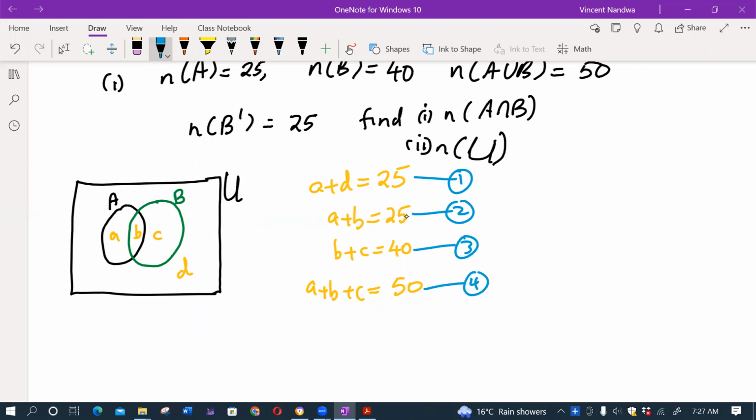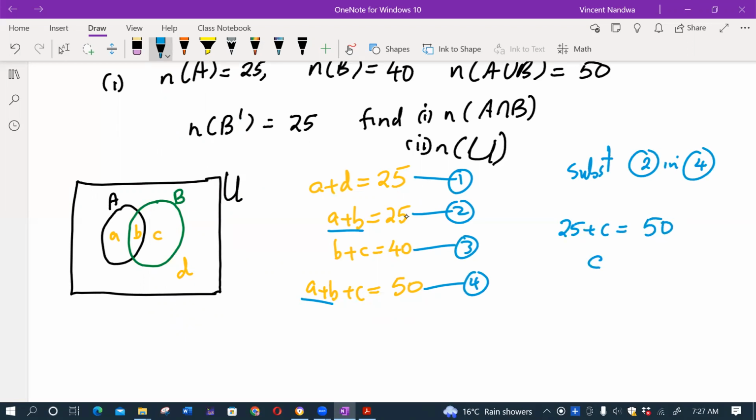If I substitute 2 in 4, 2 is A plus B. So where there's A plus B, I replace by 25. So I'll have 25 plus C equals 50. So C is 50 minus 25. So C is 25. So the value here is 25.